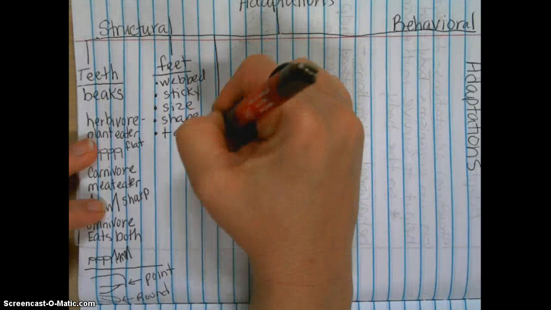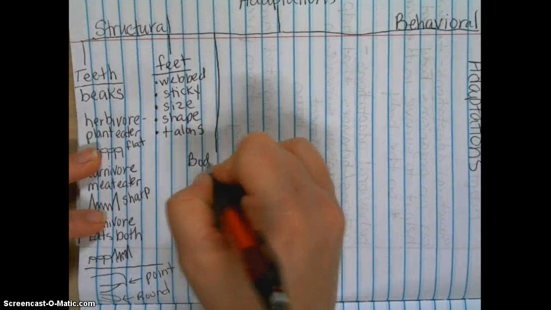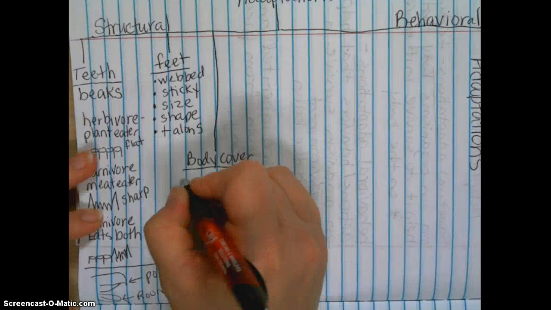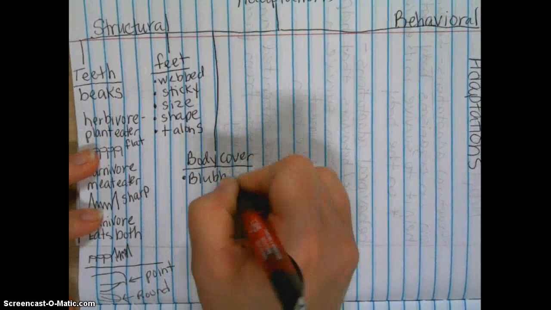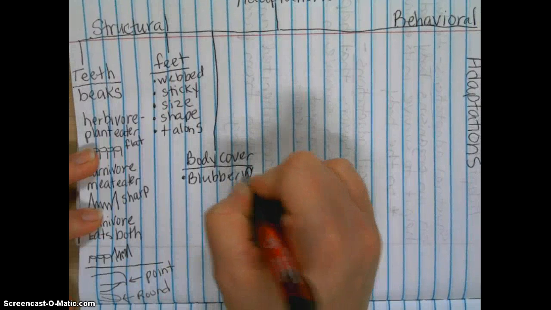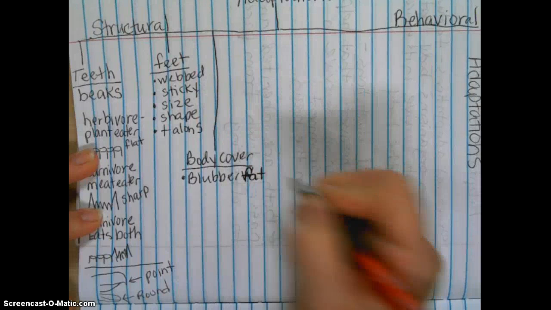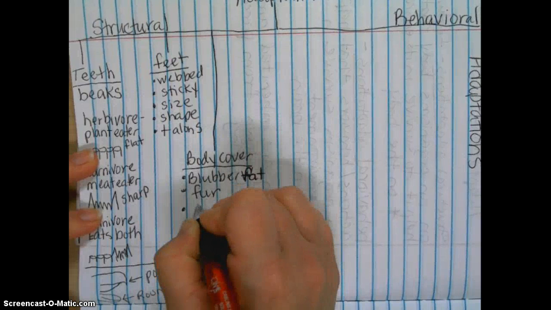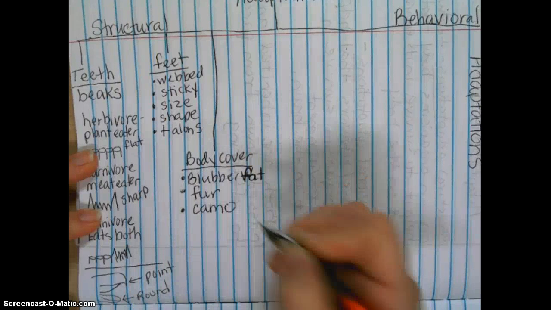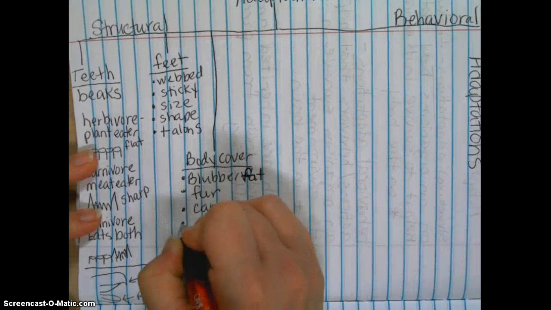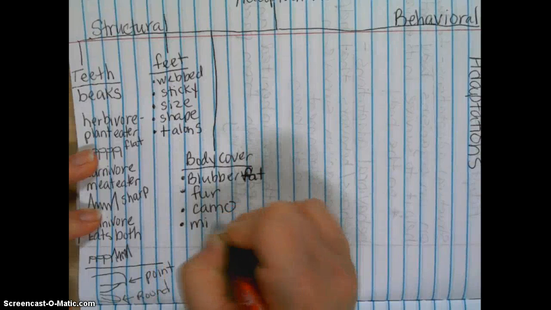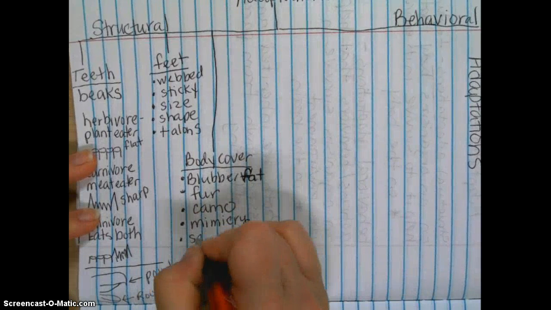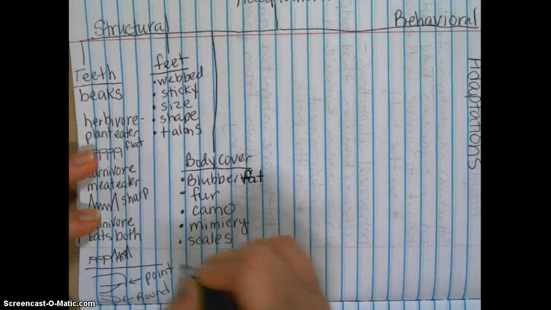An animal's body covering is also a structural adaptation. So we have special things on the body like blubber or fat to help keep an animal warm. I was going to write warm instead of fat. So blubber is fat. We have fur. Certain animals have camouflage. I'm just going to write camo. Certain animals have a special adaptation called mimicry. We'll talk more about mimicry soon. Some animals have scales. Some have shells.